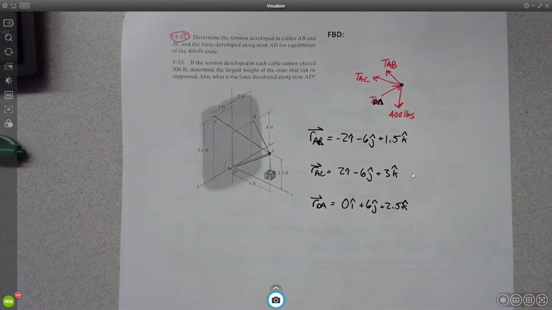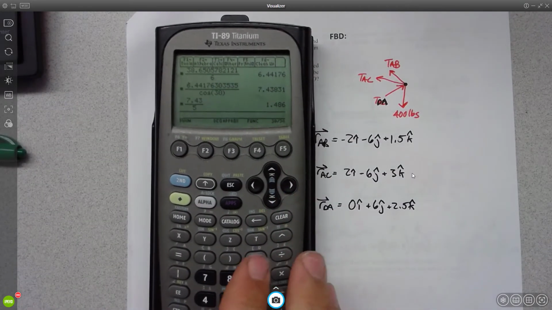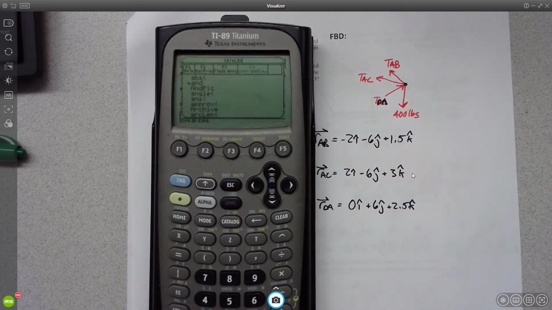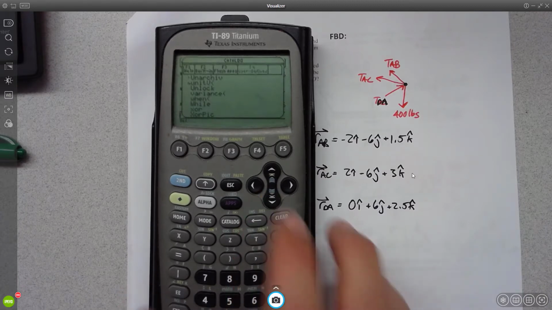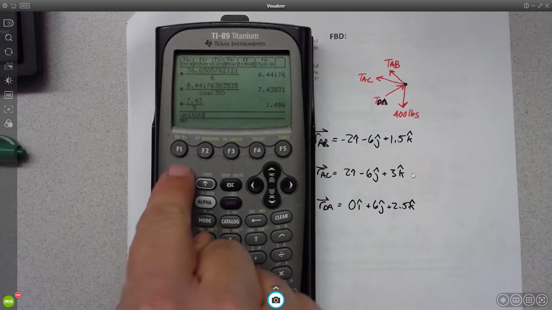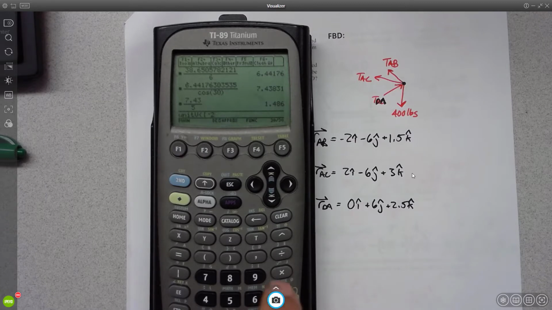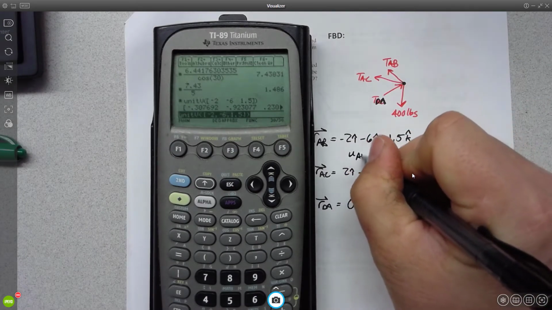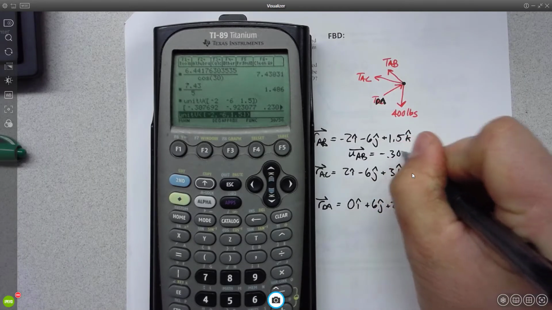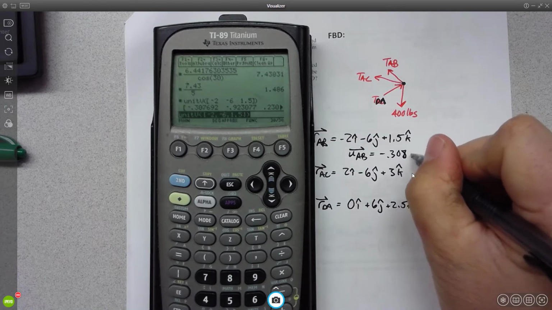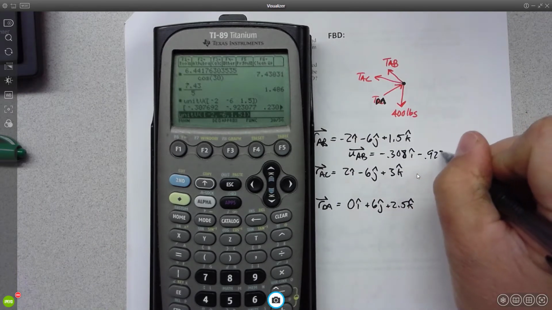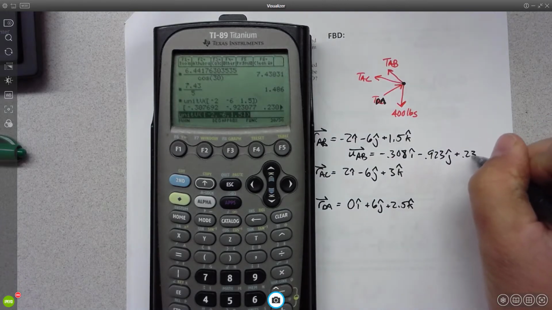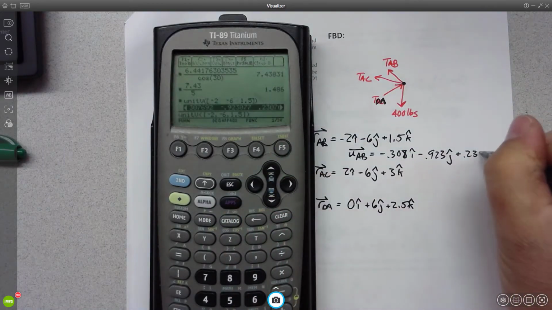Okay. So at this point, I would get out my calculator, go to catalog, type in the letter U, and go down to unit vector. Then I would hit my square bracket and do my first one, -2, comma, -6, comma, 1.5. Close the square bracket and enter. And this is going to give me the unit vector of AB: -0.308 I hat minus 0.923 J hat plus 0.231 K hat.